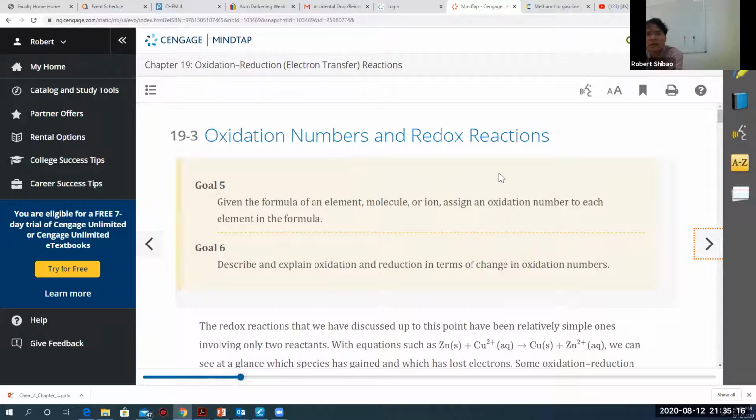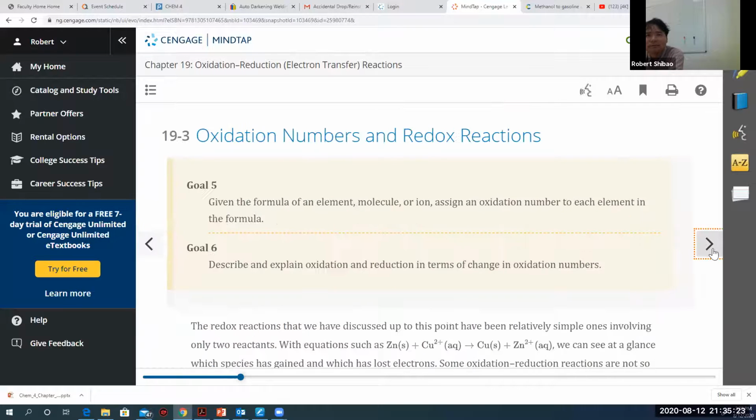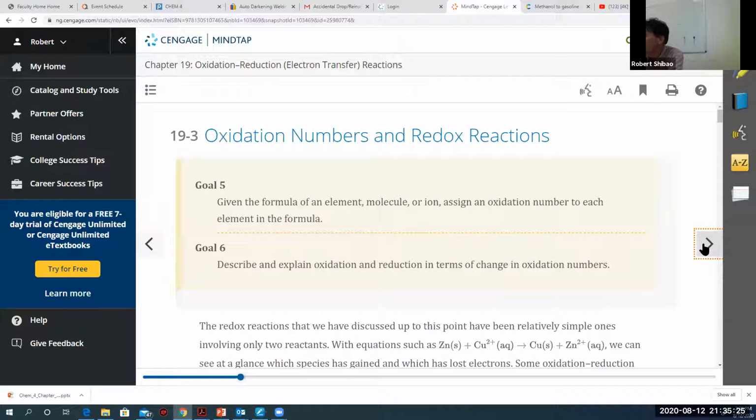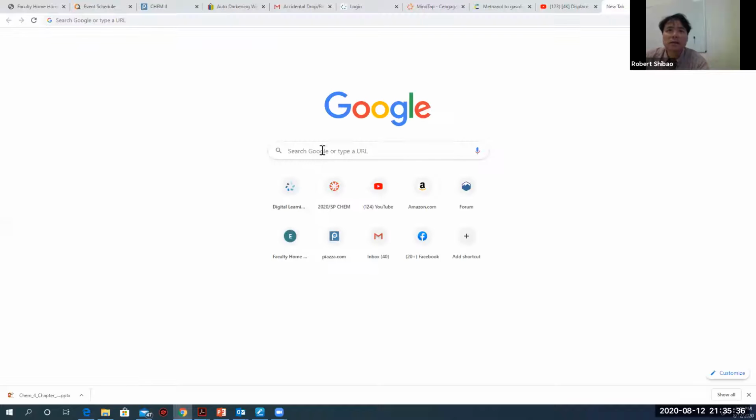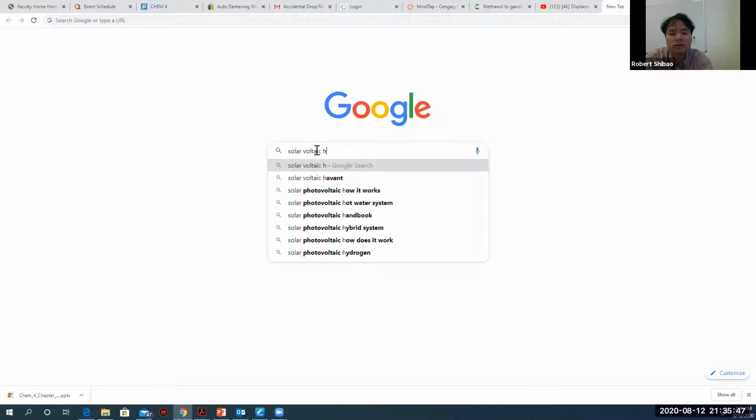Oxidation numbers and redox reactions. So that's a little bit about batteries, you know, here. I think that's it for batteries, so let's take a look at solar voltaic hydrogen generation.